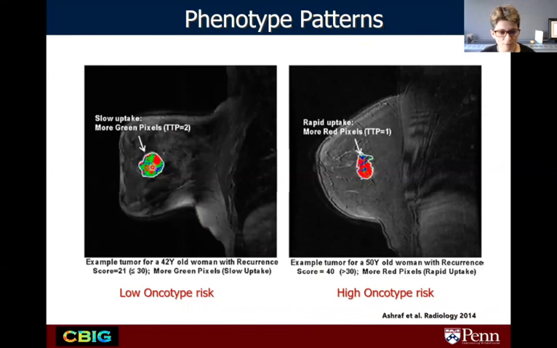And here's a different profile of the heterogeneity. On the left-hand side, you can see that the majority of the pixels are green. So they achieve their time to peak at time point 2, they have a slower uptake. Here you can see that almost all of the pixels are red. They achieve their time to peak immediately at time point 1. So this could mean that this tumor overall is more proliferative, more angiogenic than this tumor over here. You can see also that it has smoother margins, versus this one has more spiculated margins.